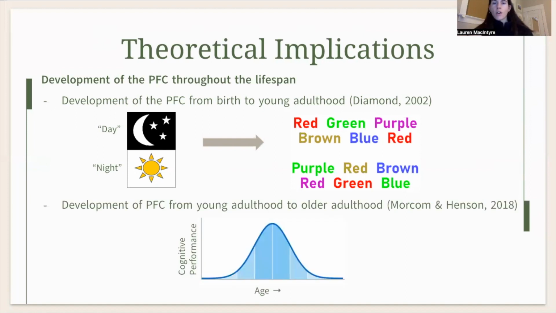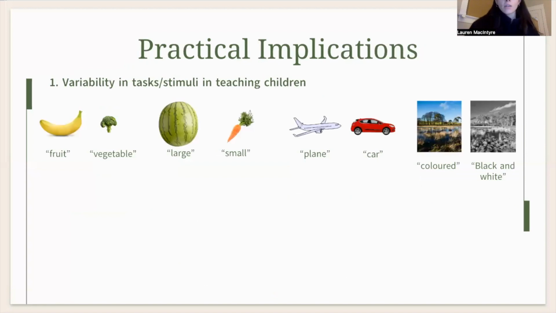And then continuing on from this, looking at older adulthood, this study by Morcom and Henson highlighted prefrontal cortex development along the lifespan, focusing on young adult to older adult. They're showing a decrease in function because that part of the brain is decaying. So older adults need a much higher level of prefrontal cortex activity to perform to the same level as younger adults. And then practical implications.